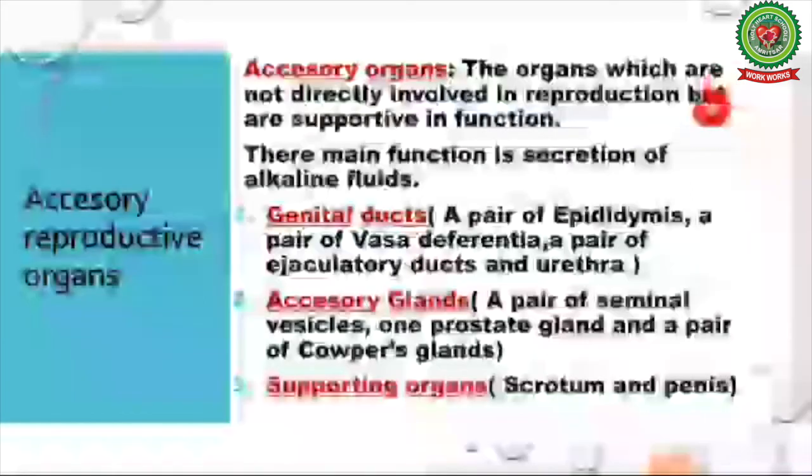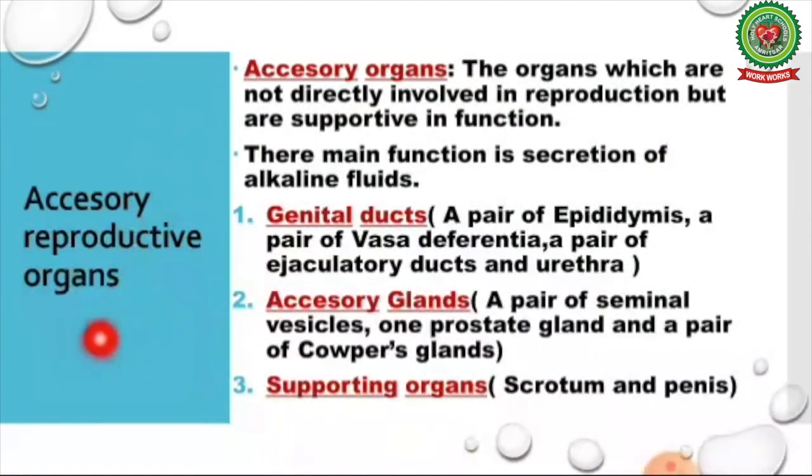Now, moving on to the accessory reproductive organs. Accessory organs are the organs which are not directly involved in the reproduction but are supportive in function. Their main function is secretion of alkaline fluids. Accessory organs include genital ducts, accessory glands, and supporting organs.